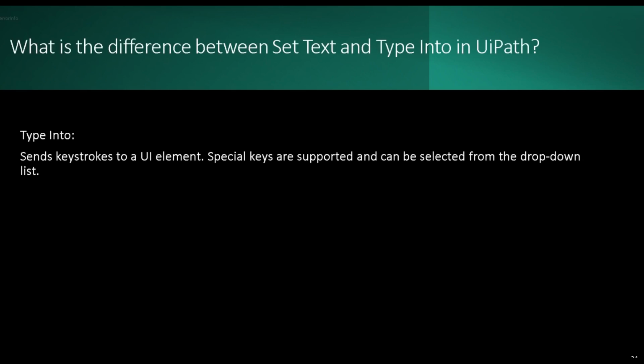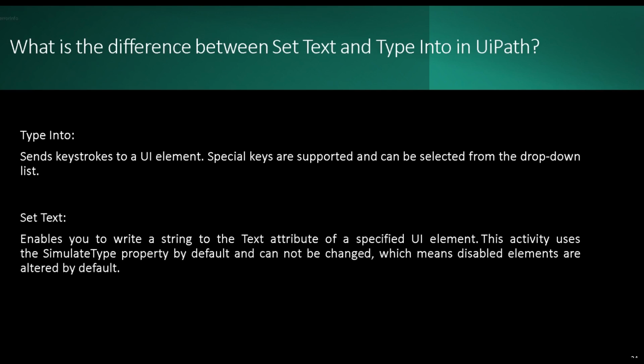What is the difference between Set Text and Type Into in UiPath? The Type Into activity sends keystrokes to a UI element. Special keys are supported and can be selected from the drop-down list. So it just sends keystrokes to a UI element. Okay, that is the main point.